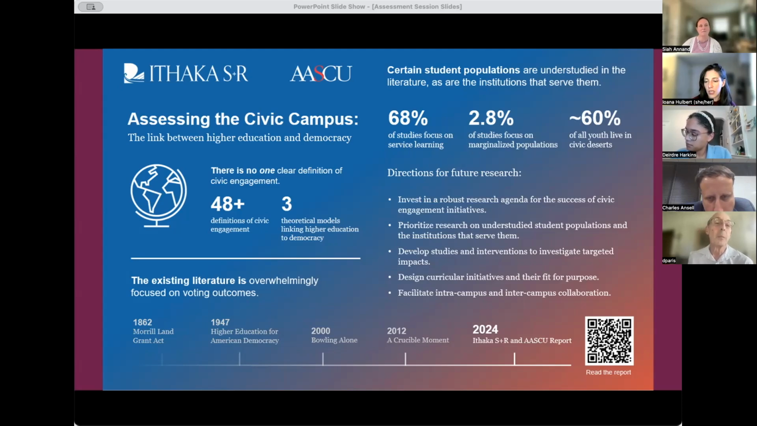There's also implications for the differential impact that civic education programming might have on different demographics. So we know that certain populations are understudied. Historically marginalized populations tend to be understudied in the literature. There's all sorts of early research that points to the fact that there might be a differential impact depending on the type of civic engagement programming that they undergo.